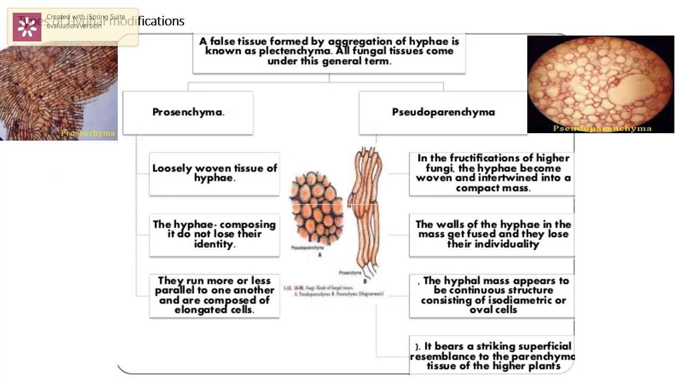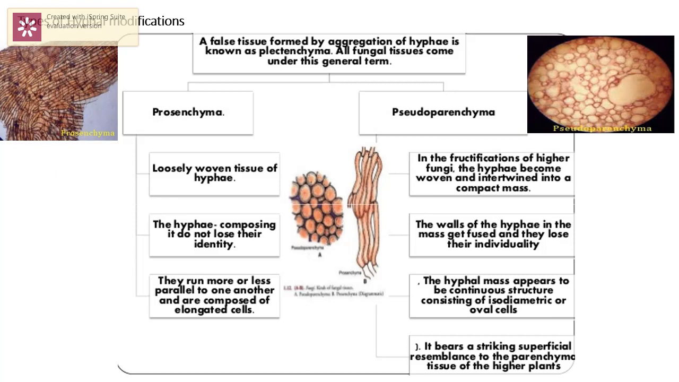In the case of pseudoparenchyma, it is in the higher fungi, in which hyphae become woven and intertwined. It means they come closer to that extent that it makes a compact mass of the mycelia. Then it is known as pseudoparenchyma. Now in the prosenchyma, the hyphae composing it do not lose their identity because they are not so compact. They come together loosely. In pseudoparenchyma, as it forms a compact mass, the hyphae get fused to each other and they lose their individuality.